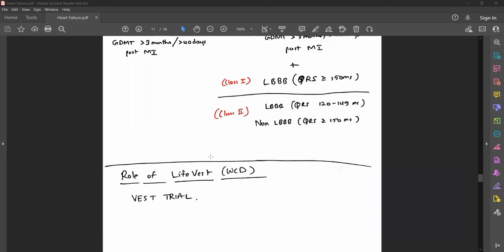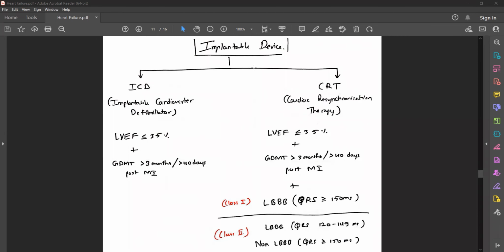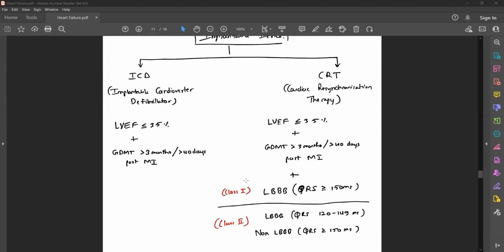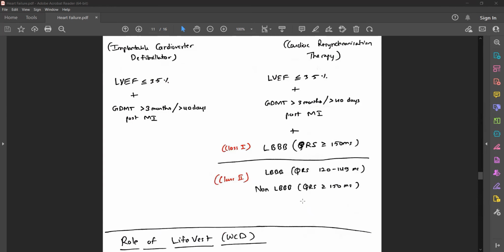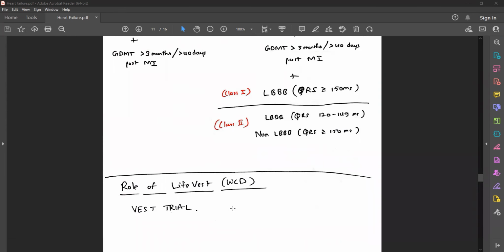Now, what is a life vest? In this 3-month period between the patient being diagnosed with HFrEF and the patient using GDMT, there is a chance that between these 40 to 90 days, the patient can have a VTAC or VFib episode. So what we can use is a life vest. It is a wearable cardiac defibrillator. It looks like a jacket, which the patient has to wear. This jacket has pads and leads in it, so it can detect these episodes and can shock the patient when they go into VFib and VTAC.